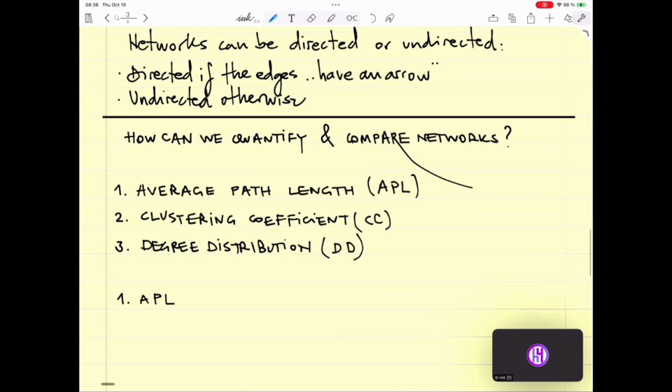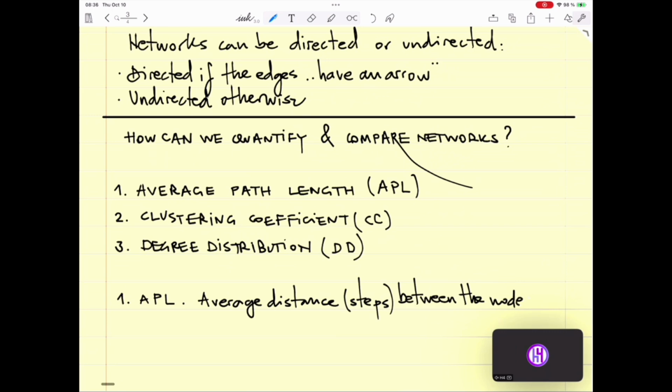So the average path length is the average distance in steps between the nodes in the network.